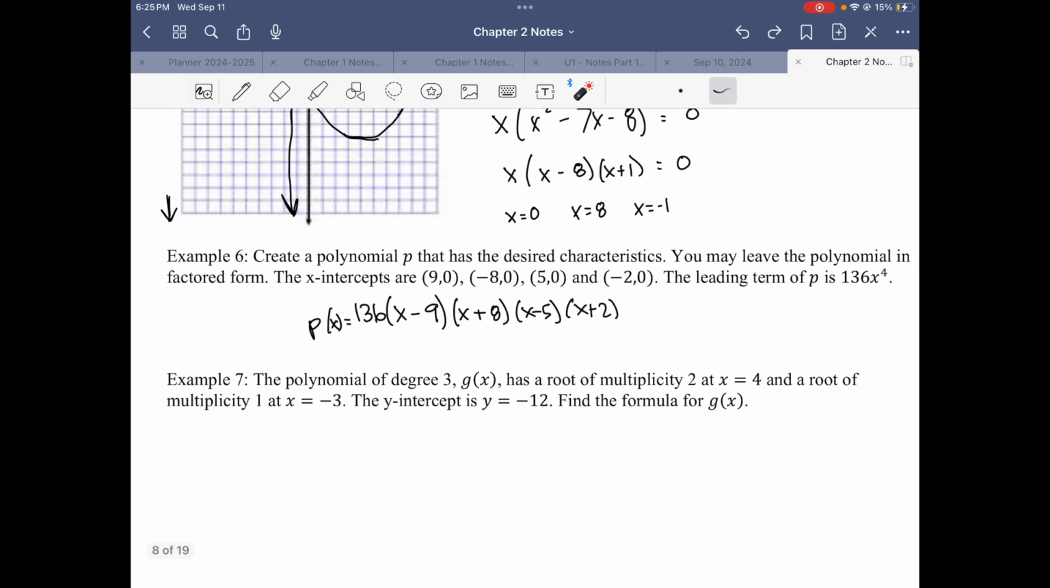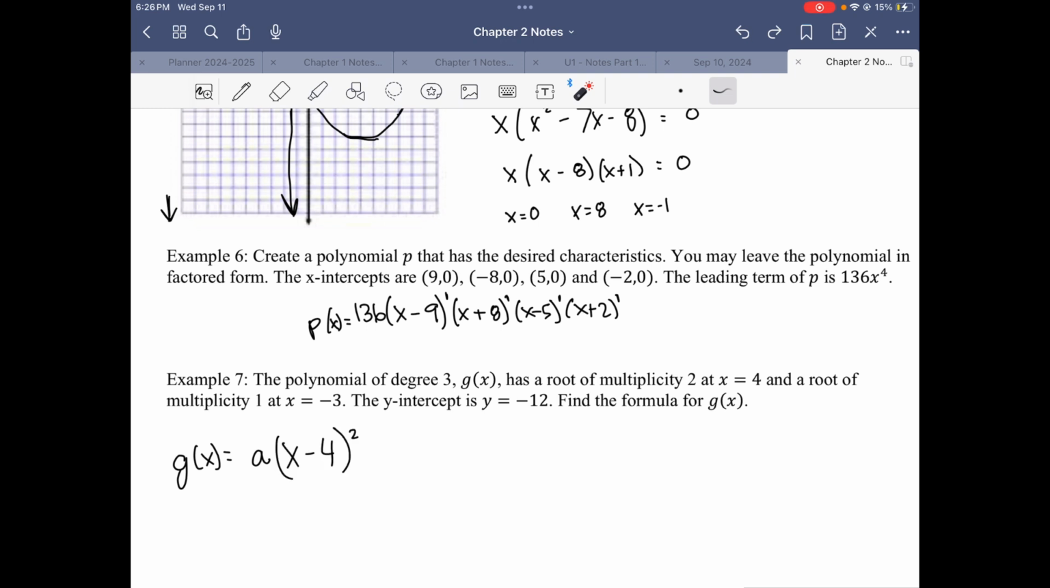Similarly, for this one, it's telling us it has a degree of 3. That's really the same thing as it was telling us here. It also has a root of multiplicity 2 at x equals 4 and a root of multiplicity 1 at x equals negative 3. It also tells us that the y-intercept is y equals negative 12, and it wants us to find a formula for it. So I'm going to write down a couple of things that we already know. So we know that we're trying to find g of x. We know that it has some leading term or leading coefficient. We don't know what it is.